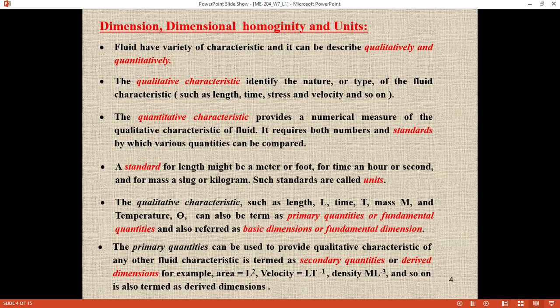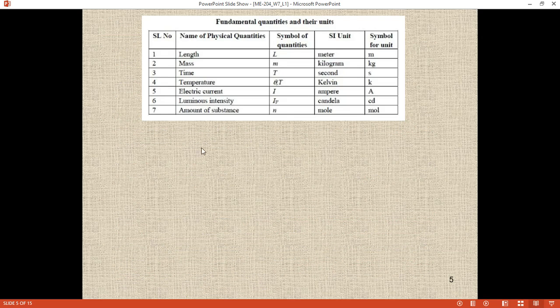So here you can see some of the fundamental dimensions. There are 7 fundamental quantities or fundamental dimensions. So what are they? Just like length, it cannot be derived from any other dimensions. Mass cannot be derived from any other dimensions. Dimensions do not change by changing the system of units. Please keep in mind, the dimensions do not change by changing the system of units.